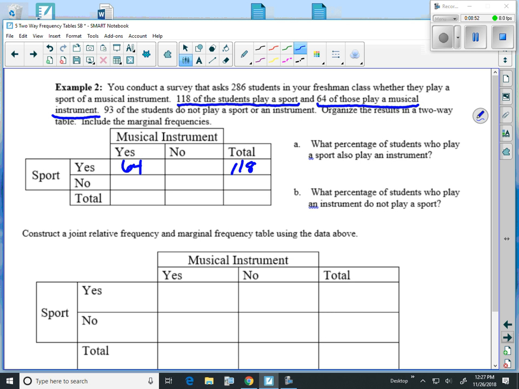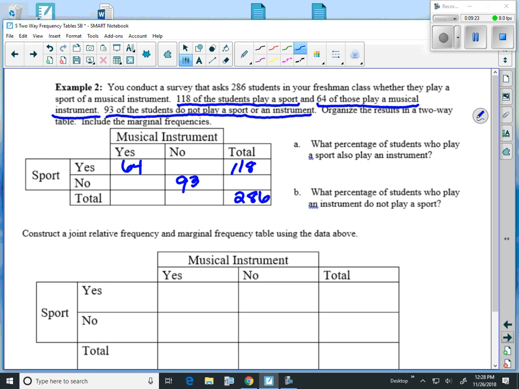Okay, then it says 93 of the students do not play a sport or an instrument. Where's that going to go? Double no. Right here, double no. Okay, now there's one number we did not use yet. What number did we not use yet? 286. What is that? That is the total, right? That's the total number of students. So that goes right here.